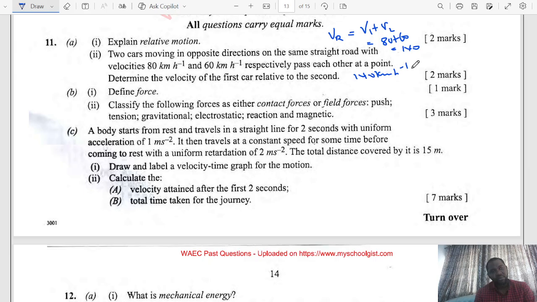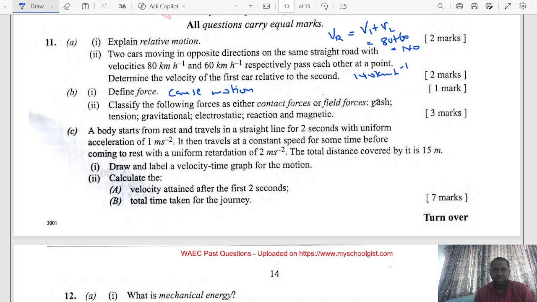Now the second one is define force. Force is the cause of motion. Force is what causes motion. You can also say that force is pull or push, right? Yeah, that causes an object to move from one point to another. That's what force is.